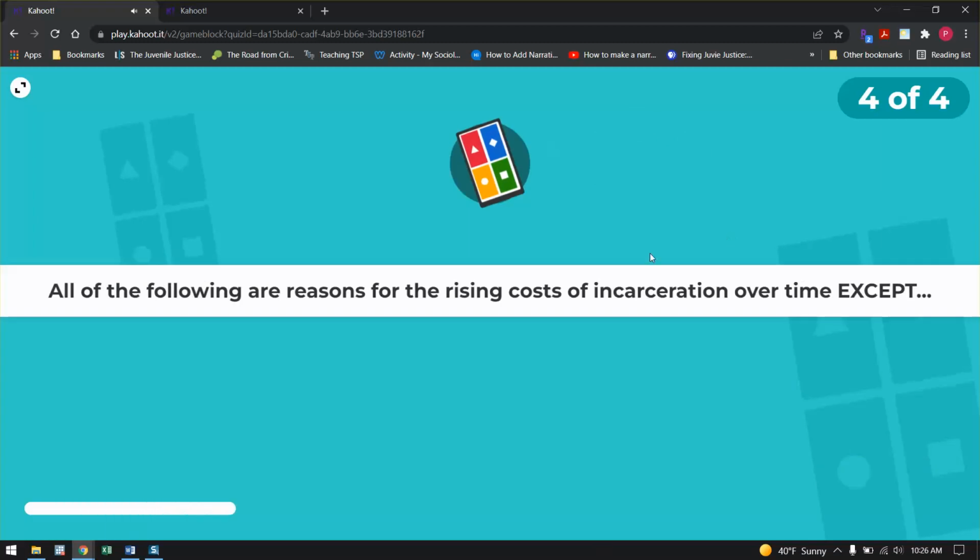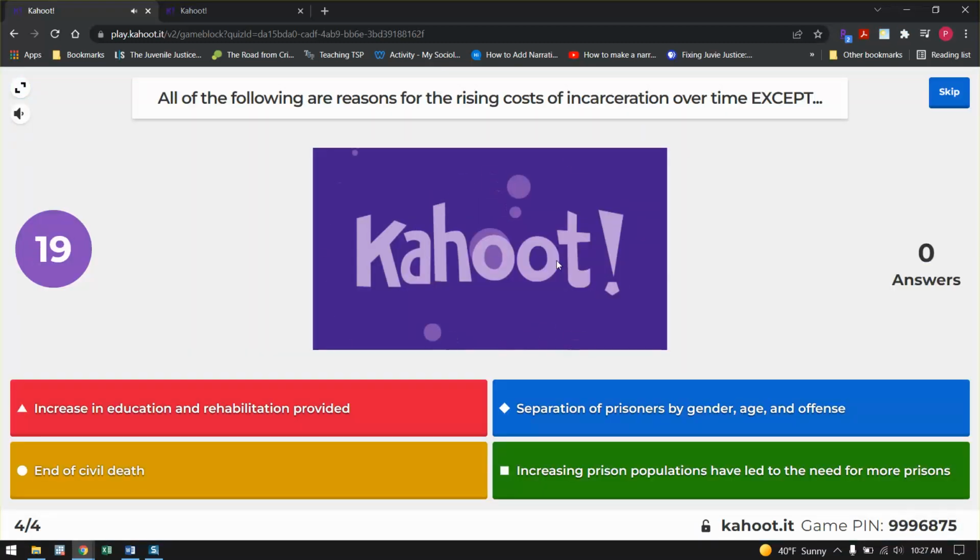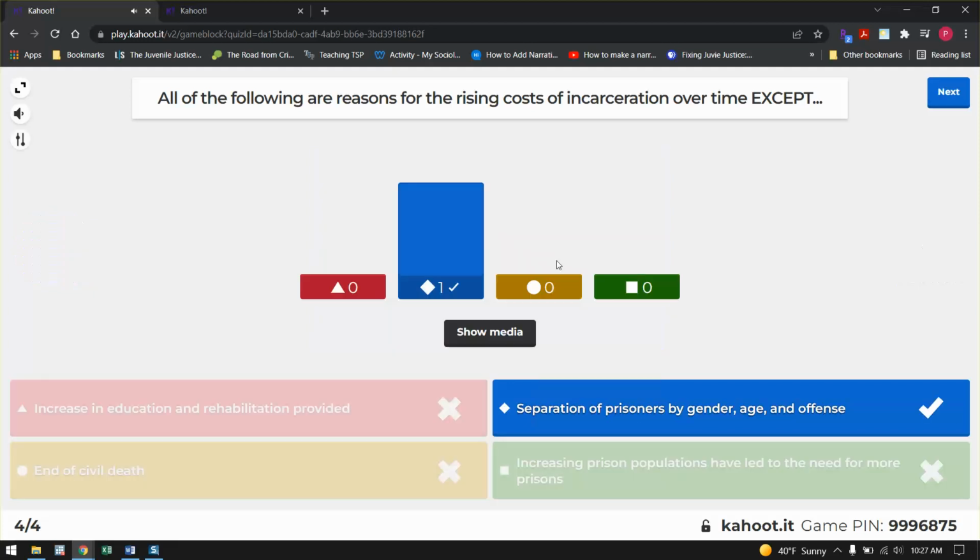The final question for this first lecture recap has to do with the rising costs we've seen in incarceration over time. It's asking you to identify which one really doesn't belong. All these things are true except for the separation of prisoners by gender, age, and offense. Those really aren't the primary reason for the rising costs of incarceration.